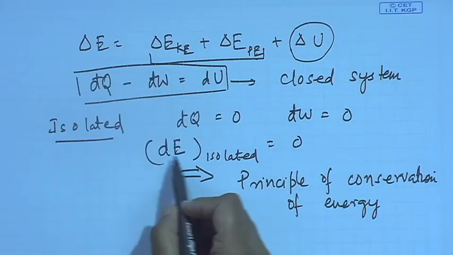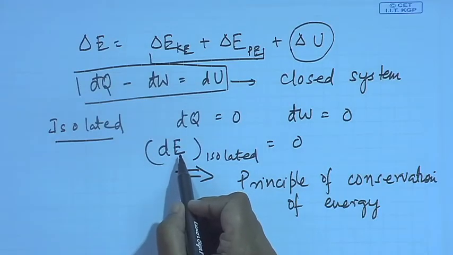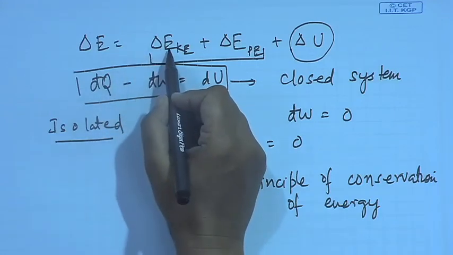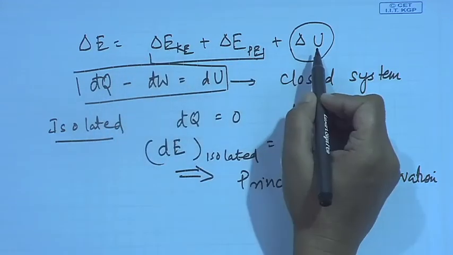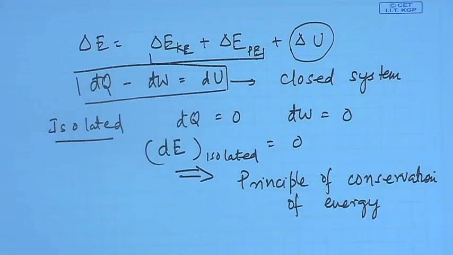Within an isolated system, suppose there are differences in driving force between two parts of the system, then definitely the two parts will interact, but the total energy of the system remains constant, which is known as the principle of conservation of energy. And this principle includes all types of energy, including the kinetic energy or the mechanical energy, the internal energy, and so on and so forth.